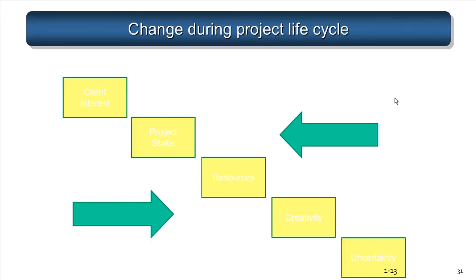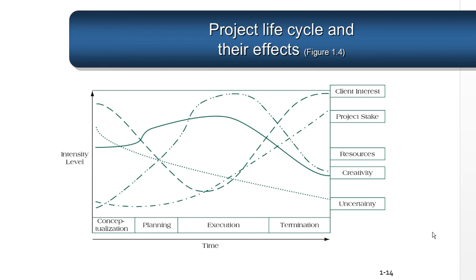Okay? Now this is a little bit different to see. Sorry this slide didn't come out well. This is changes during the project life cycle. You have the client interest, project stakeholders, resources, creativity, uncertainty. Let's go to this next slide to show what this means. This is a better way to see it, I think. Sorry that one didn't show that well. This shows the intensity level of each of your major stakeholders. Okay, also let's go to the bottom right-hand corner. You see uncertainty. Uncertainty is high at the beginning of a project, but it's low at the end. That makes sense because you're finished at that point. Clients are very interested in the beginning.